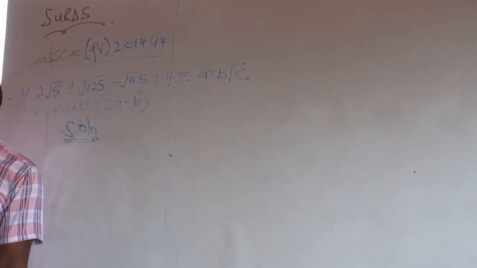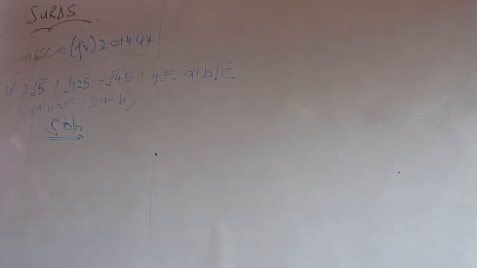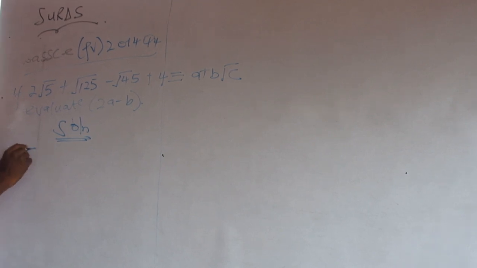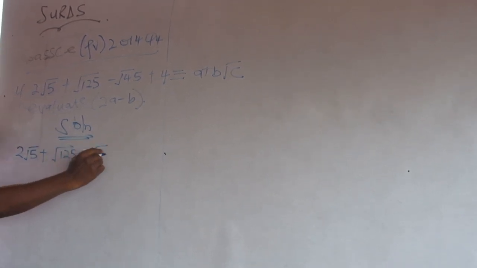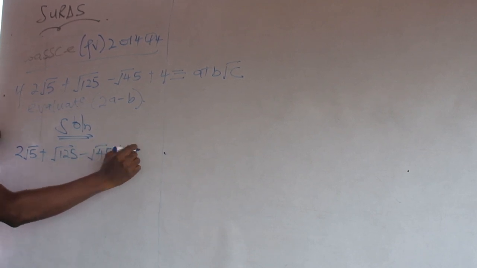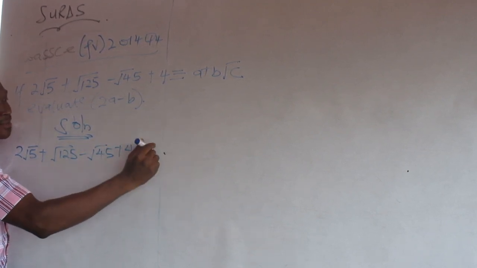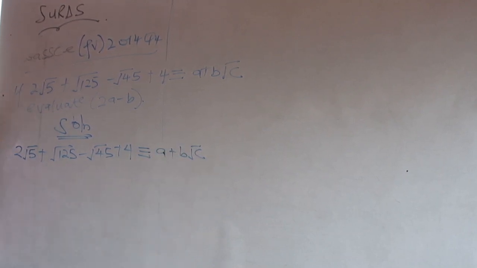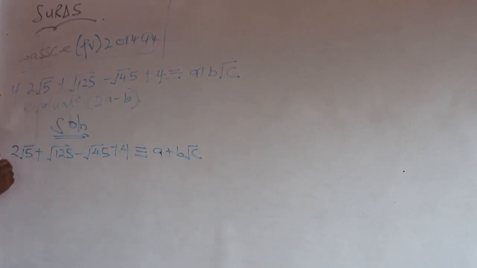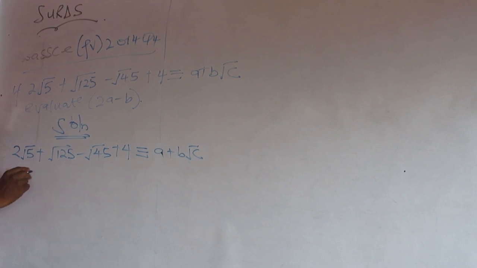So let's look at this application: 2 root 5 plus root 125 minus root 45 plus 4. This is equivalent, okay? Good. Equivalent, equal. Evaluate this. That's what it's first. That is 2 root 5.